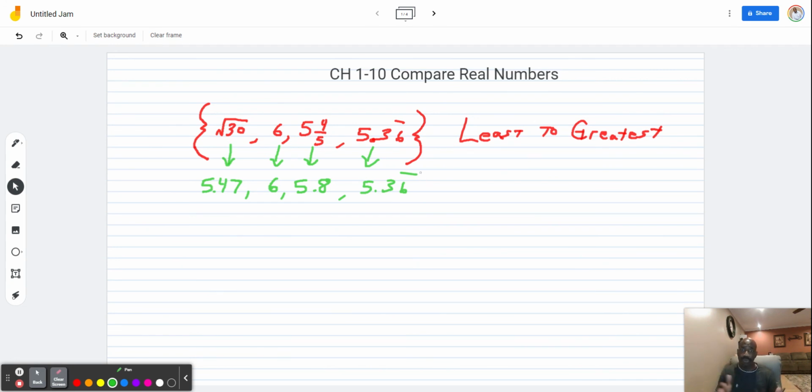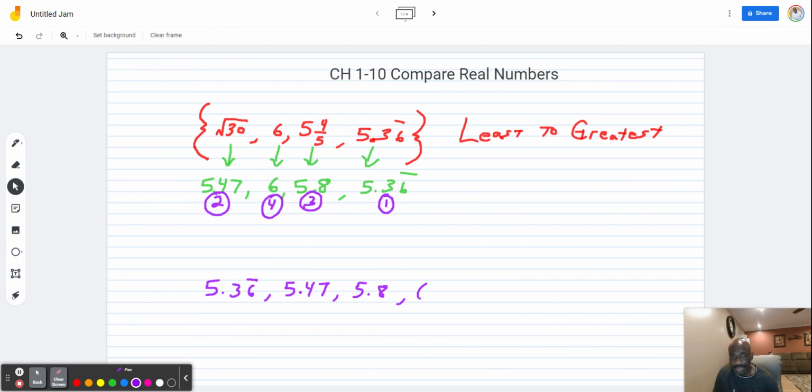Now we can clearly see which one's the smallest number. Let's go ahead and number it. The smallest number would be this one, 5.36. That's number one. So let's write that one down here, 5.36. After that would be 5.47. This is number 2. And this one here looks like it's the next one at 5.8. And then the last one is the largest number, which is 6. And that's in order from least to greatest.